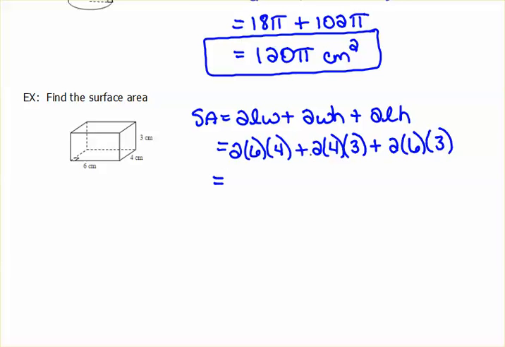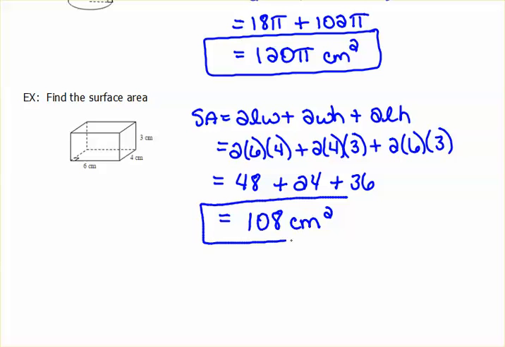So again, once we've put in all of our information, it just becomes an order of operations problem. So 2 times 6 times 4 is 48, plus 2 times 4 times 3 would be 24, plus 2 times 6 times 3 would be 36. So when we add those all together, we get 108 centimeters squared for our surface area.